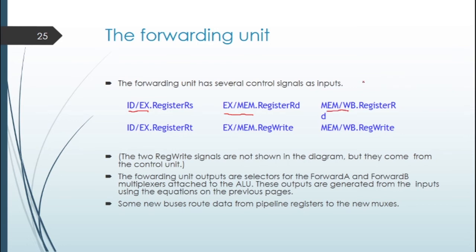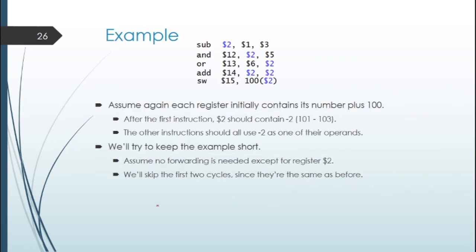So instruction number 1 will be at MEM/WB, instruction number 2 will be at EX/MEM, and instruction number 3 will be at ID/EX. This is how your forwarding unit decides. The two register write signals are not shown, but they come from the control unit, just like the typical ones. And we have ForwardA and ForwardB deciding what the source of your ALU should be.